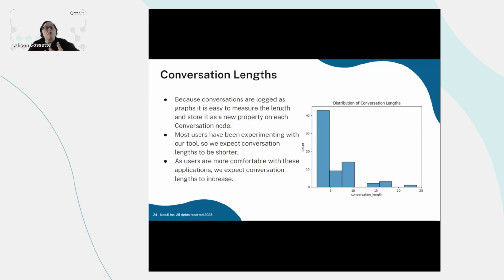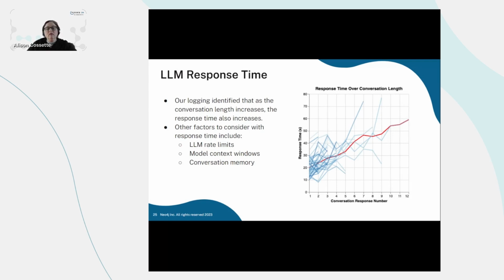So how you interpret conversation length analysis is really going to depend on your use case. Are you looking for everyone to be in and out in five prompts or less, or something a little bit longer? Conversation length is the number of prompts and responses, and that's one metric you can look at to understand how people are leveraging your GraphRAG application.